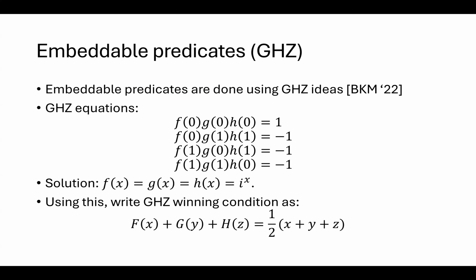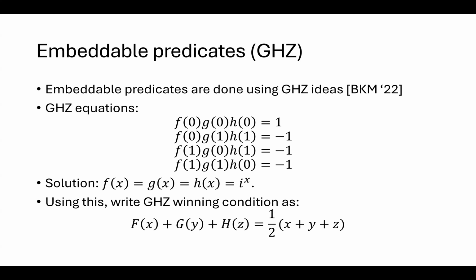Using this, you can actually rewrite the GHZ winning condition as f(x) plus g(y) plus h(z) is 1/2 of x plus y plus z. Because, well, basically think of i as being (-1) to the 1/2 x. So then T of xyz is (-1) to exactly 1/2 of x plus y plus z. This is what the GHZ winning condition is.